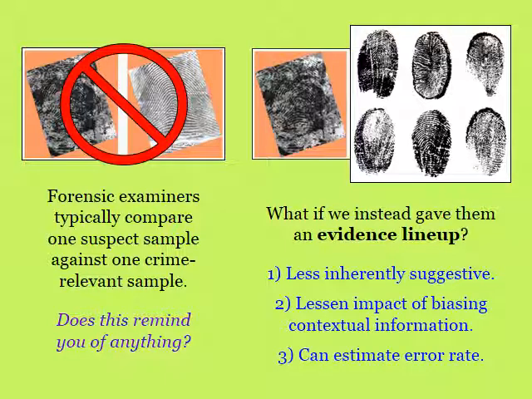Third, and I think this might even be the most important one, evidence lineups will allow us to have a better sense of error rates in the forensic sciences. Think about it. Under the standard procedure, they're comparing a crime scene fingerprint against a suspect's fingerprint. They make a decision, but we never really know if they're right or not, right? In the same way that show-ups can't produce known errors, the current procedure in the forensic sciences can't produce known errors. However, if we give them an evidence lineup, there's a possibility that they will choose a filler. And in that case, we know that they've made a mistake.